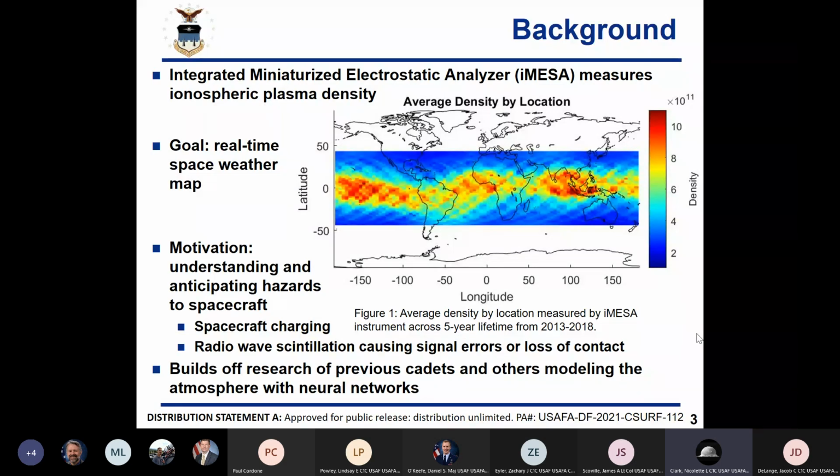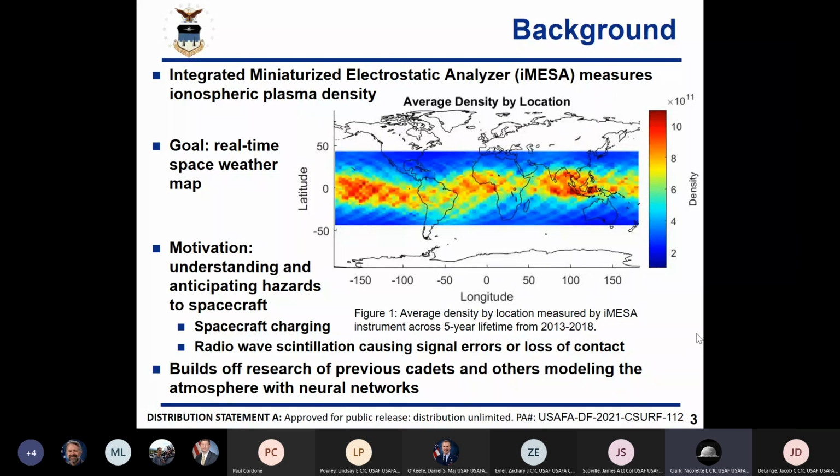So the approach that my group took was to take the IMESA data set that we have and apply machine learning techniques to it in order to create a model of the plasma densities in the ionosphere. The purpose is to give satellite operators a tool to see what types of conditions their satellites are facing in real time, because space weather can cause issues with satellites, such as variations in plasma density that can cause scintillation and breaking up of the radio waves used to communicate with the satellite.